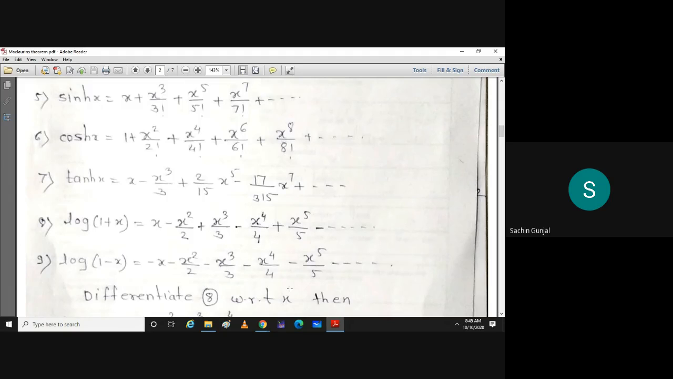Please remember that these are not formulae. Okay, you can actually obtain this series expansion.